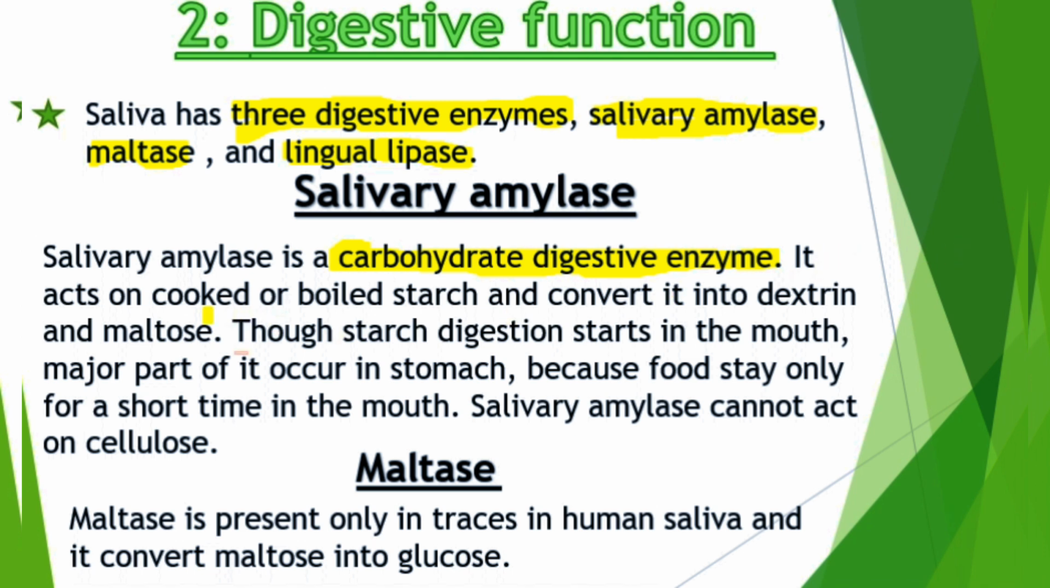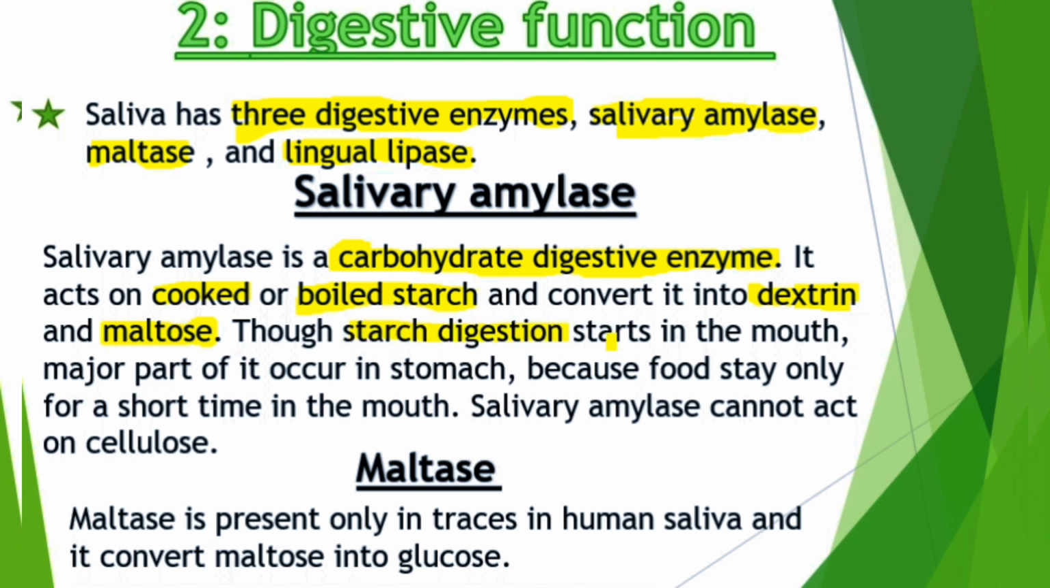Now it acts on cooked or boiled starch. So it will act on these starches and convert them into substances called dextrin and maltose. So when salivary amylase acts on cooked or boiled starch, this starch is converted into dextrin and maltose.